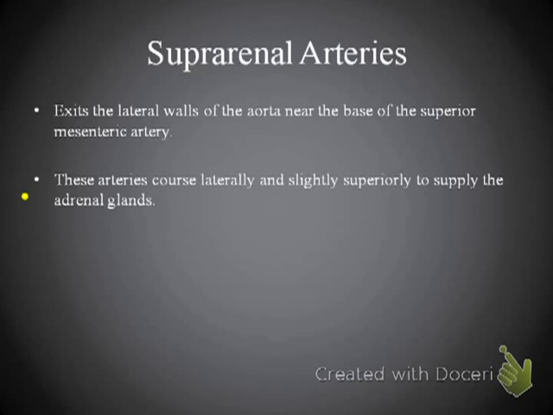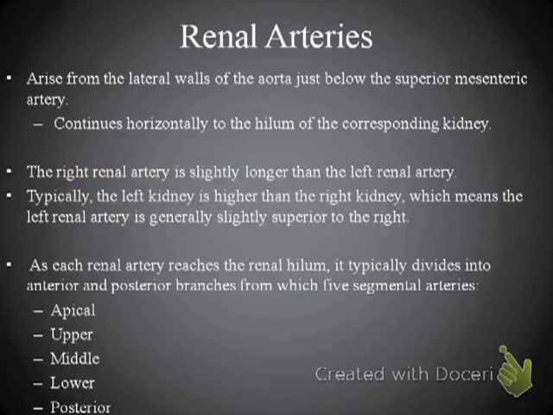The suprarenal arteries exit the lateral walls of the aorta near the base of the superior mesenteric artery. These arteries course laterally and slightly superiorly to supply the adrenal glands. So suprarenal arteries are going to supply the adrenal glands. The renal arteries arise from the lateral walls of the aorta just below the superior mesenteric artery. It continues horizontally to the hilum of the corresponding kidney.